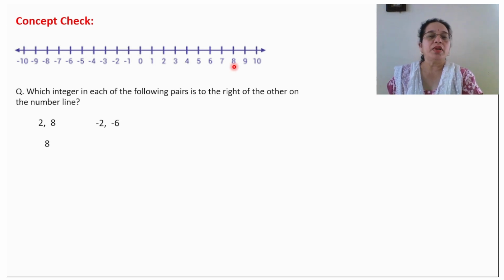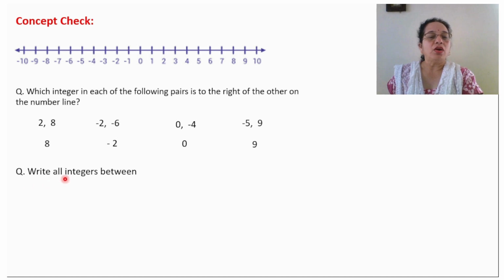Take another example, -2 and -6. This is -2 and this is -6. So which number is on the right hand side? -2. Take another example, 0 and -4. This is 0 and this is -4. Which number is on the right hand side? 0. -5 and 9. This is -5 and this is 9. So which number is on the right hand side? 9.